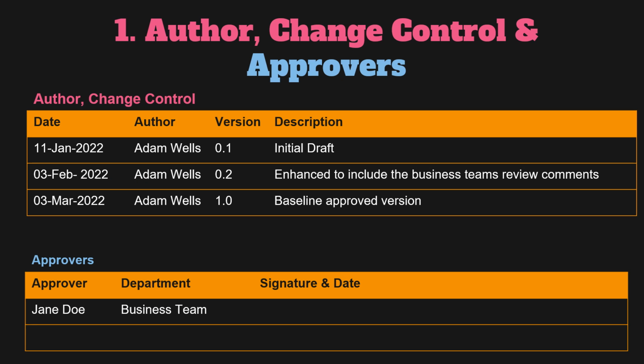Section 1. Author, Change Control and Approvers. Any project's business requirements document is crucial, thus any changes should always be managed by the document's owner. So the first section of the document should outline the name of the author, change control. This lists the dates, authors and details of any changes made to this document. You can use this data to keep track of any modifications made during the life of the requirements document. The approvers. The persons who will approve and sign this document, this is typically the customer team.